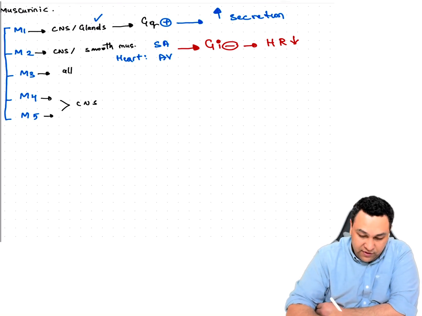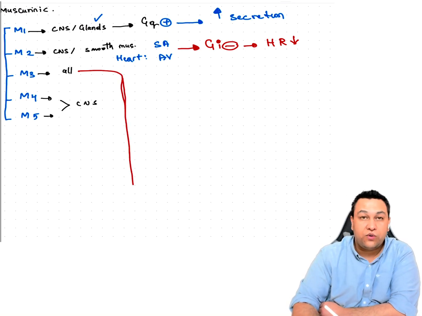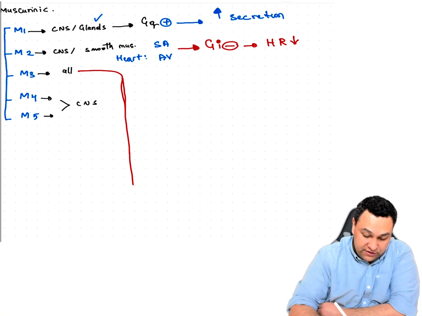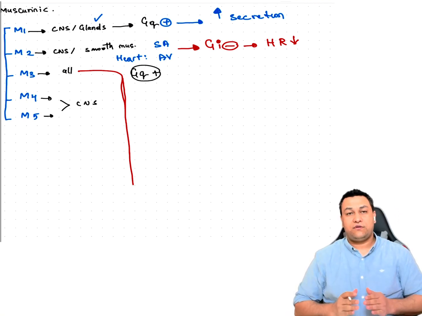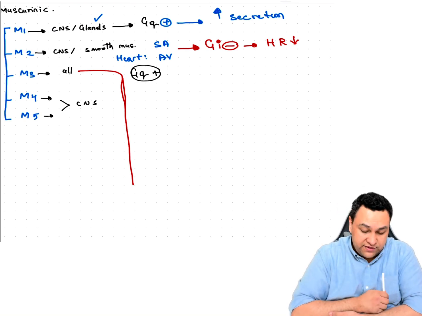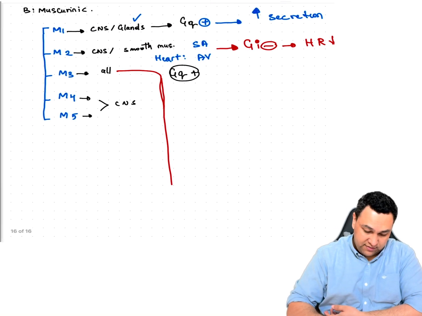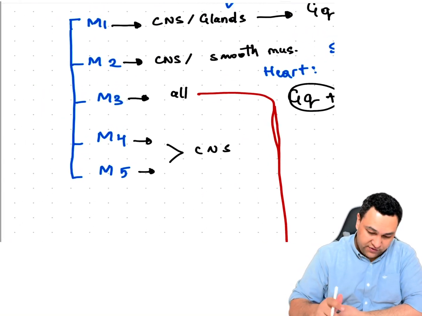So let's move on to M3 and give some examples here so you can understand much better. Now the M3 is working again through the Gq pathway, which is stimulatory pathway. Do not forget and do not confuse, guys, that in muscarinic receptors, some of them are coupled by inhibitory pathways and some of them are coupled by stimulatory pathway. Let me actually mention them here so you will not confuse.